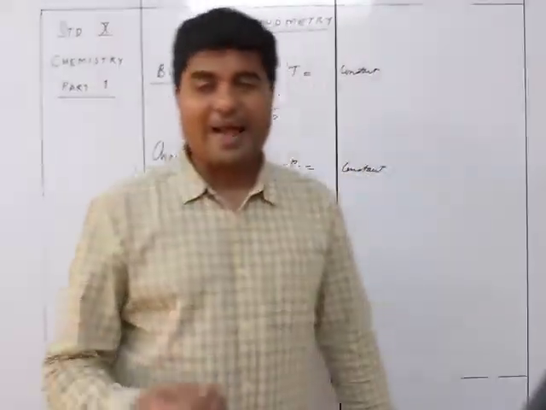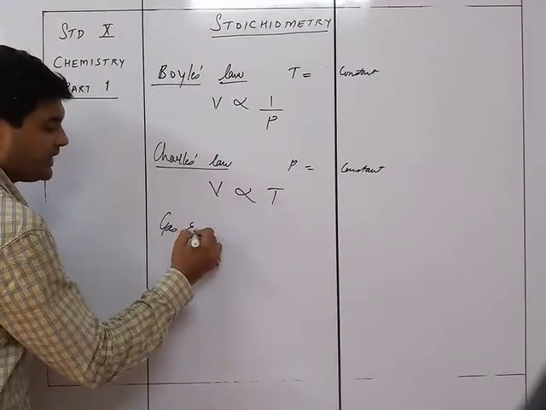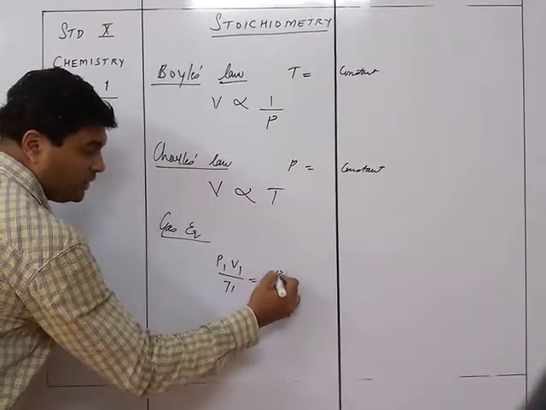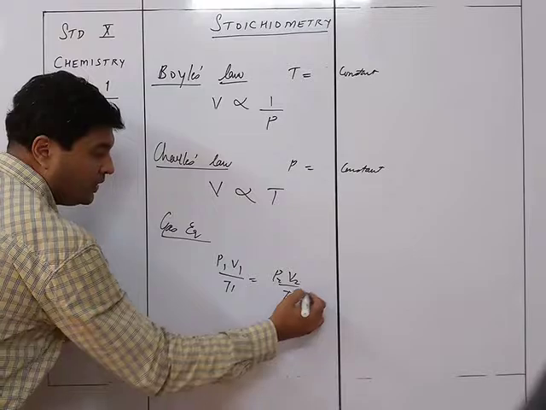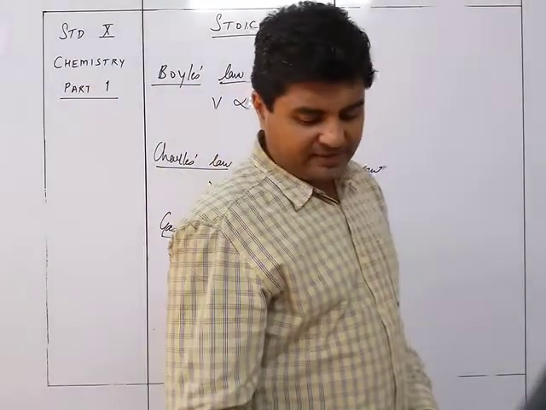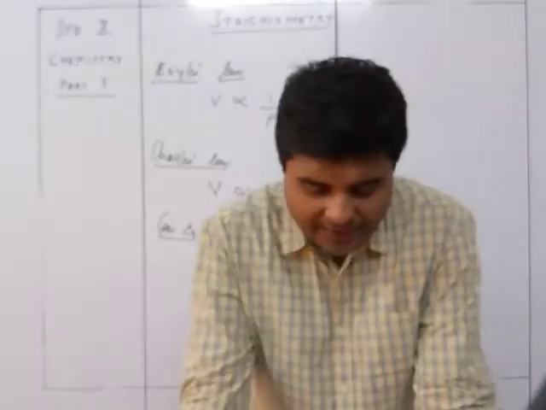So according to applying these together, we have the gas equation. The gas equation which we got is P1 V1 upon T1 is equal to P2 V2 upon T2 is equal to K. That is the gas equation, P1 V1 upon T1 is equal to P2 V2 upon T2 is equal to K, that is constant.